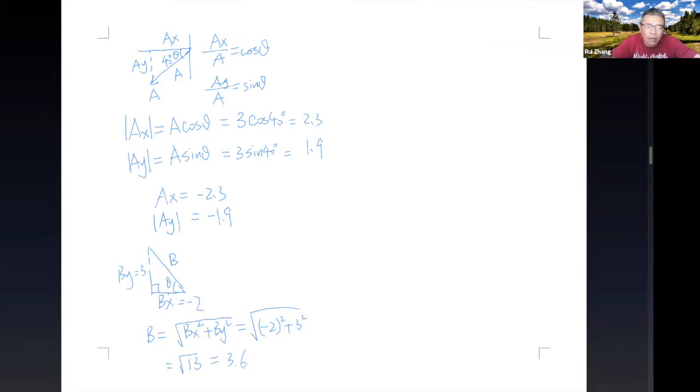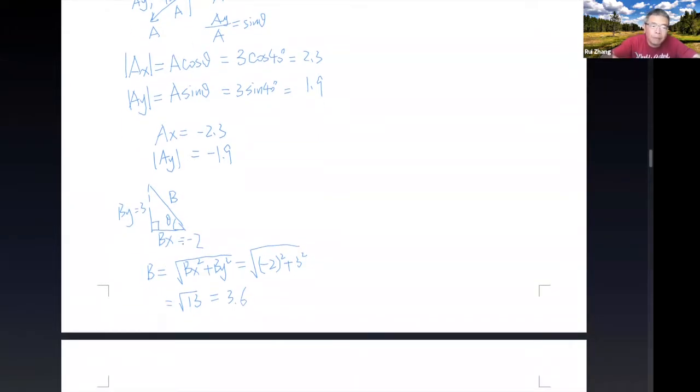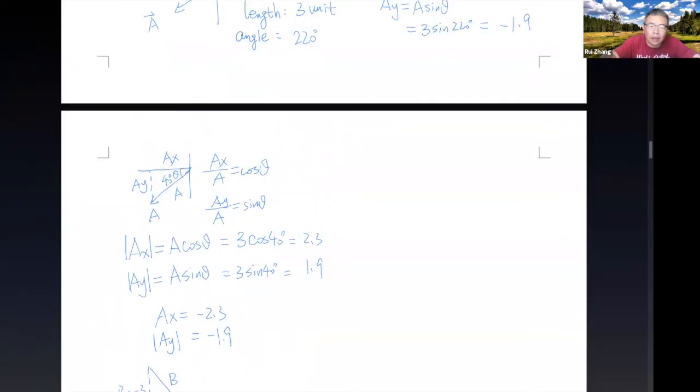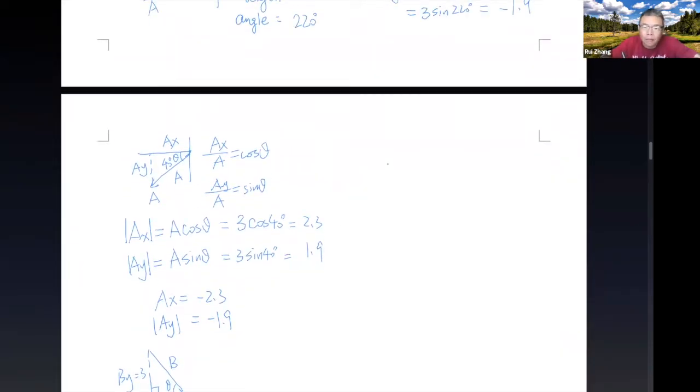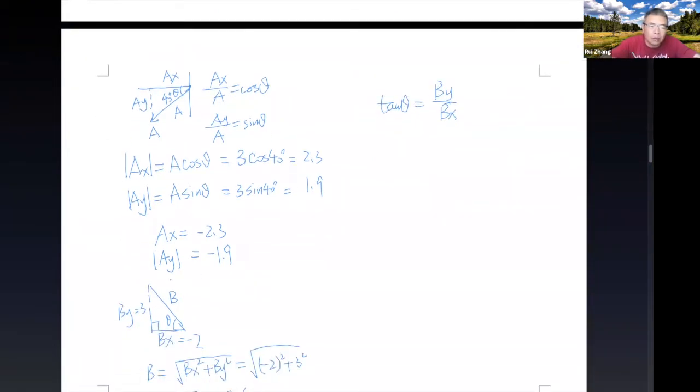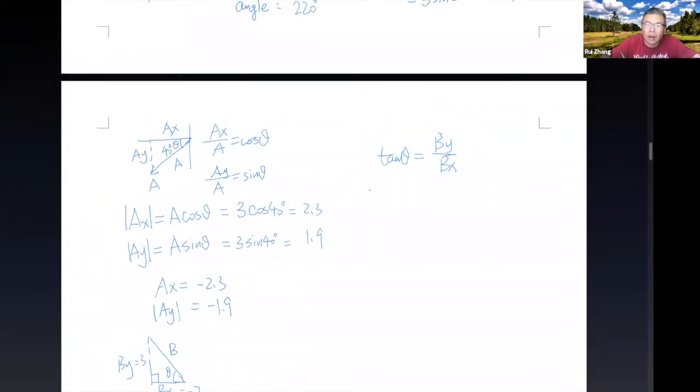For the angle theta, given BX and BY, we know that tangent theta equals BY over BX. Now here again, there are two ways to do it. One is to plug in those components directly, so you have tangent theta equals 3 divided by negative 2. That's negative 1.5. And then theta equals tangent inverse of negative 1.5.